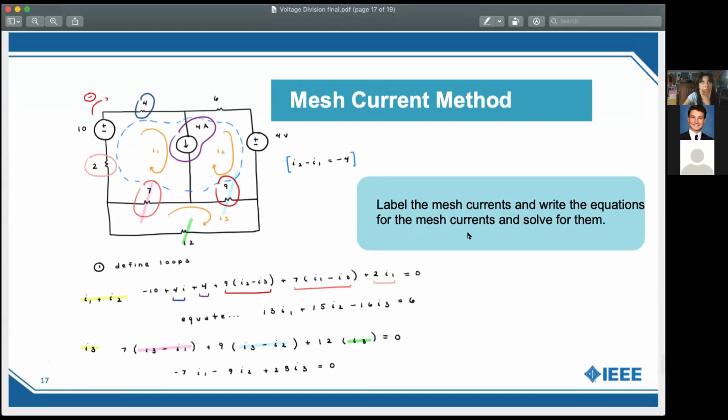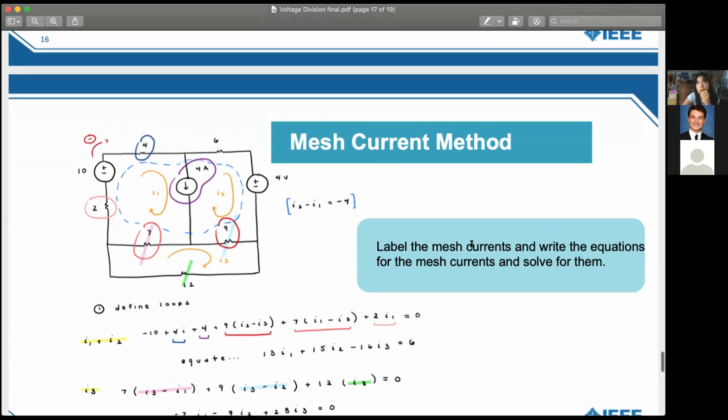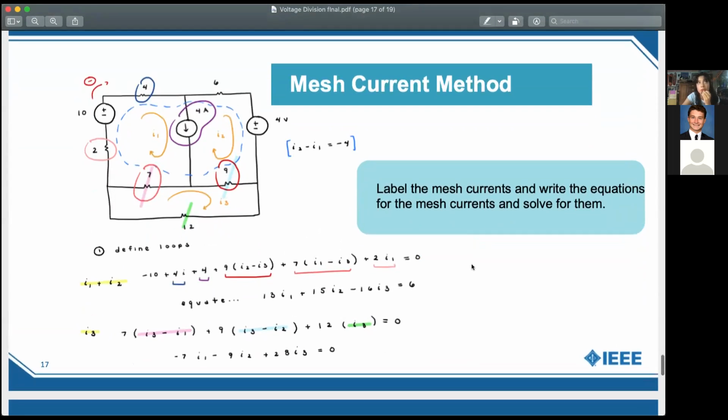The next concept is the mesh current method. In this case, you want to make sure that you label all the mesh currents and then write out the equations individually. It's similar to node voltage, except in this case you'll be more driven by what the current is. Let me switch back to my iPad.